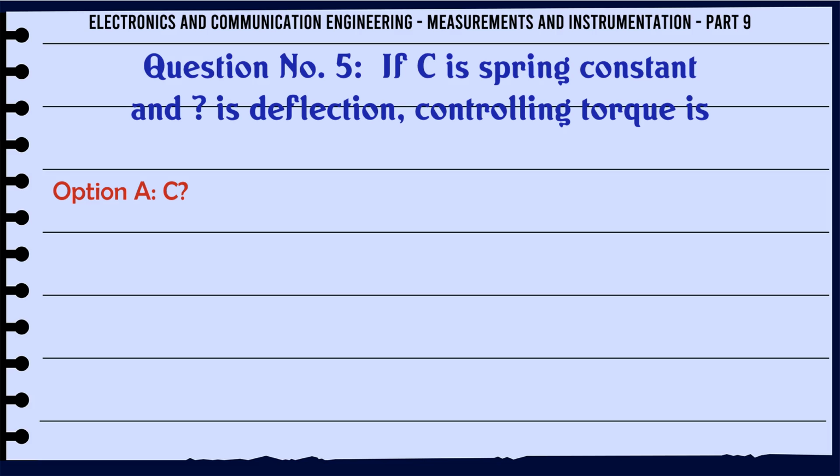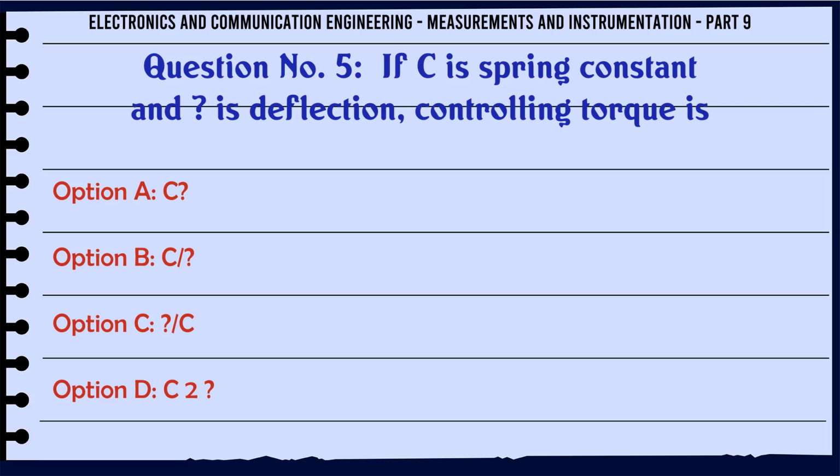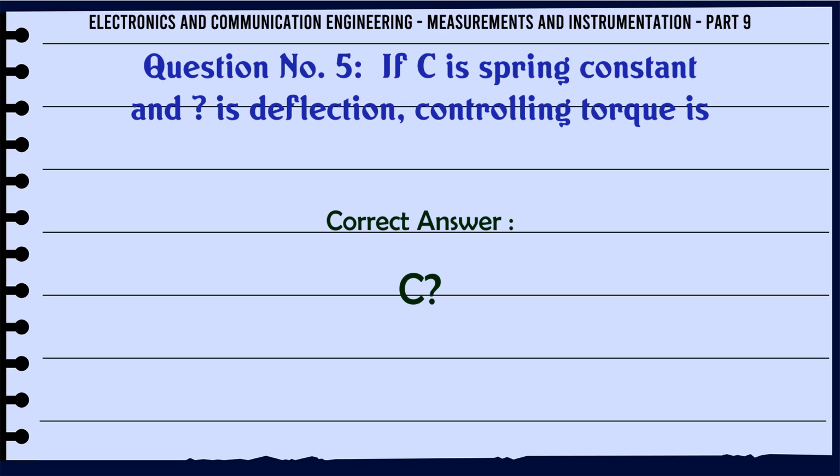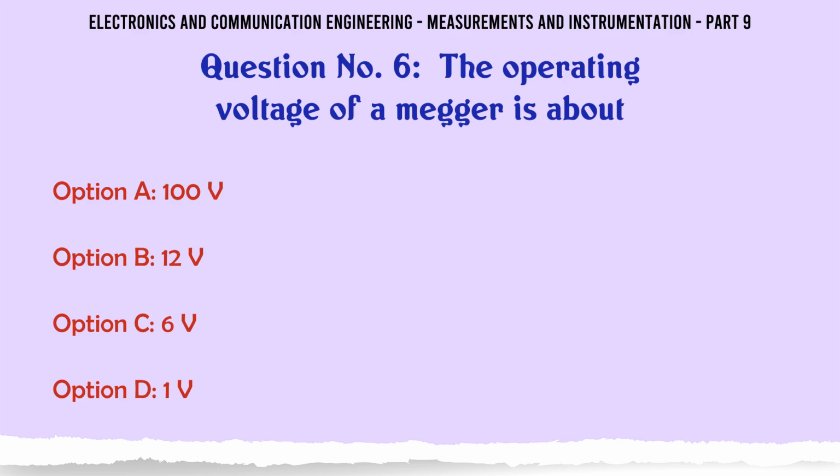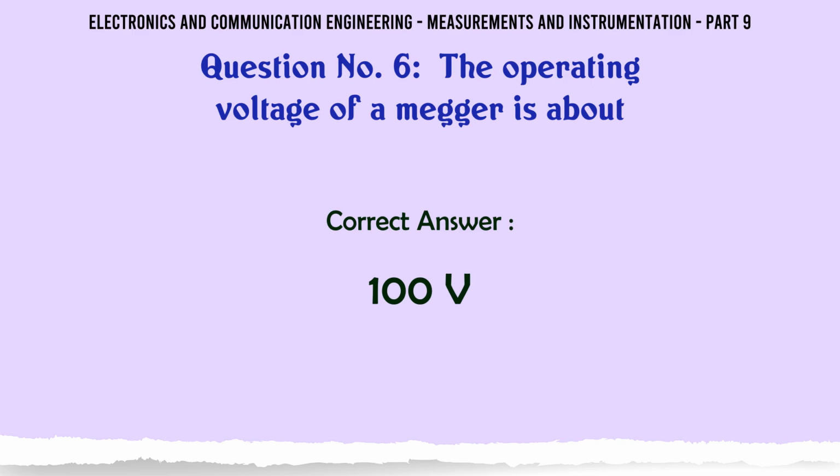If C is the spring constant and the instrument is deflection controlling, the torque is: A, C; B, C; C, C; D, C squared. The correct answer is C. The operating voltage of a megger is about: A, 100 V; B, 12 V; C, 6 V; D, 1 V. The correct answer is 100 V.